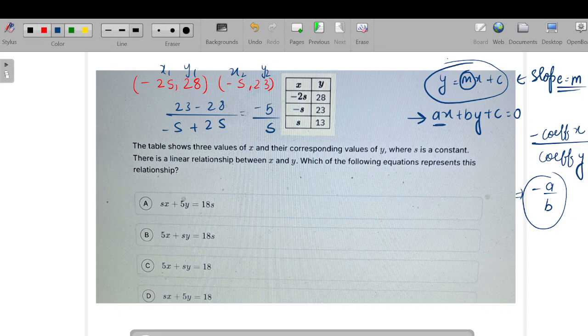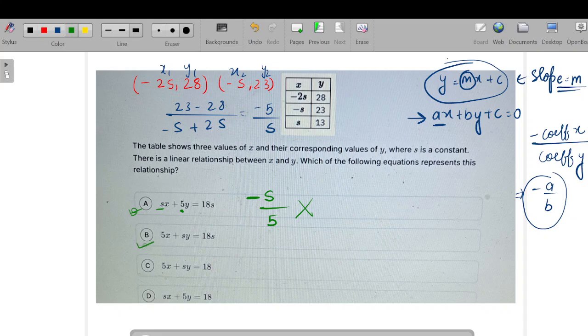Now I'll find out the slope of these equations one by one. If I want to find the slope of the first option, it is going to be negative coefficient of x over coefficient of y. What is negative coefficient of x? It is negative s over 5, since the coefficient of y is 5. It is not matching. So option A got eliminated.